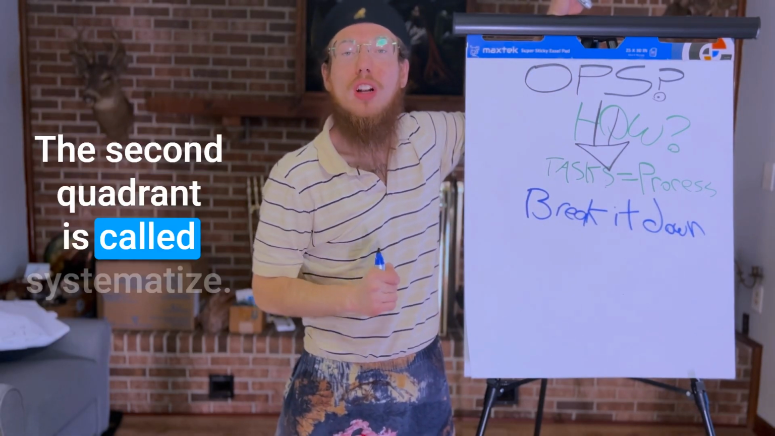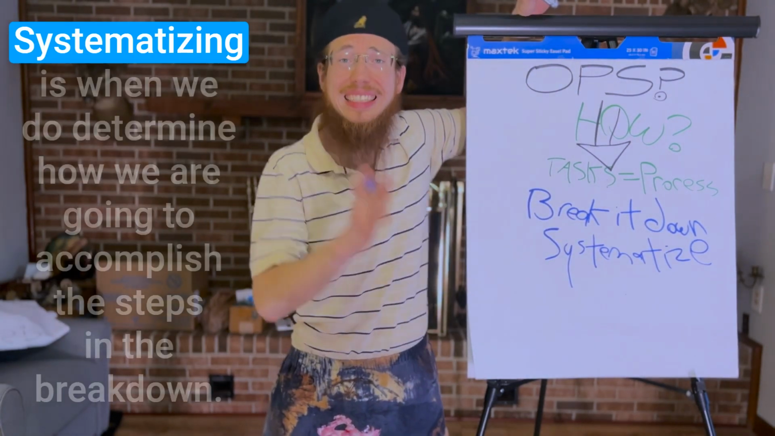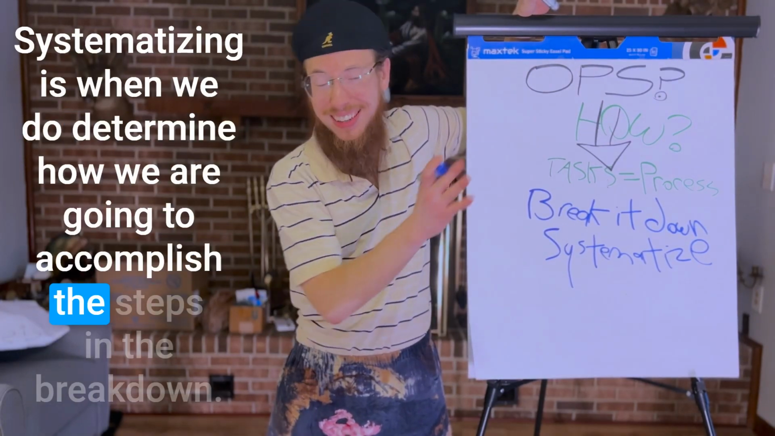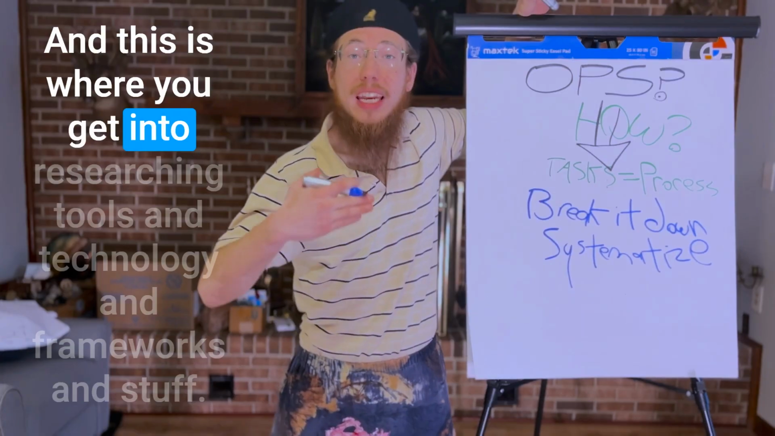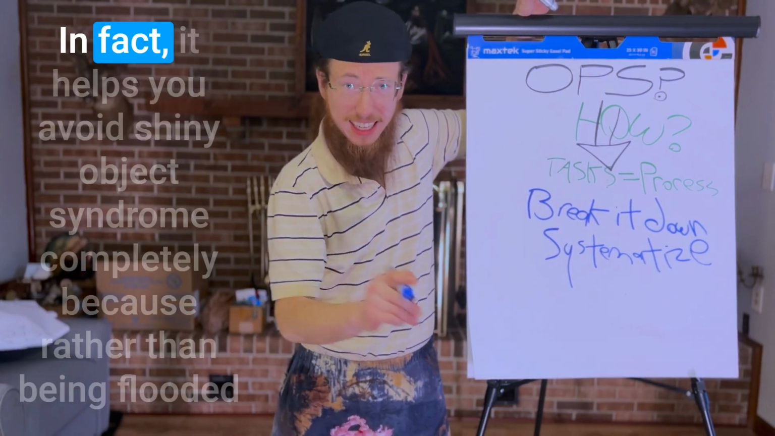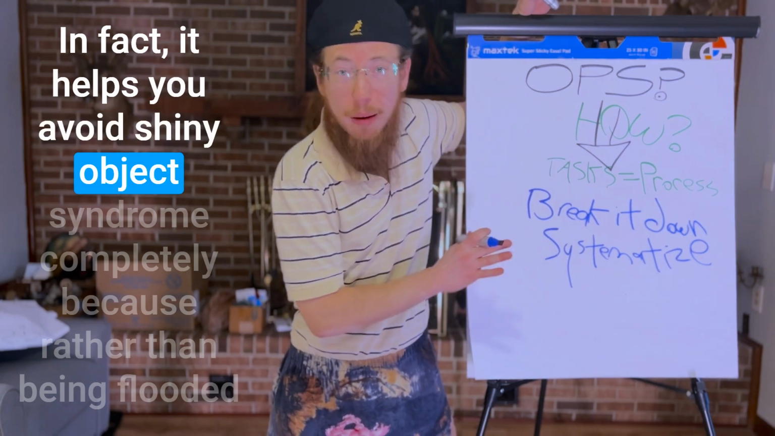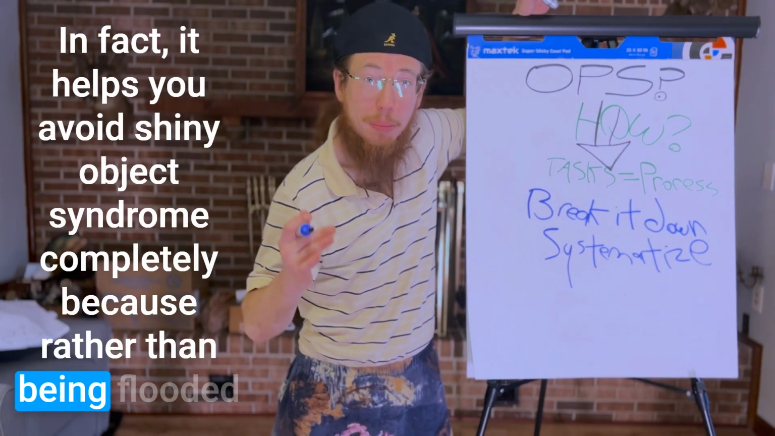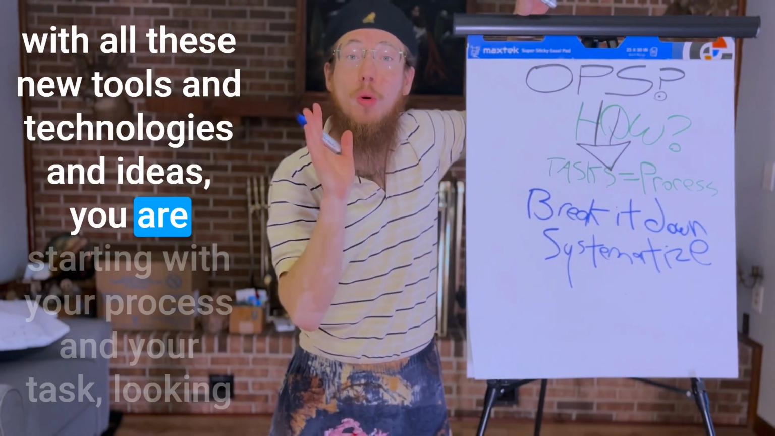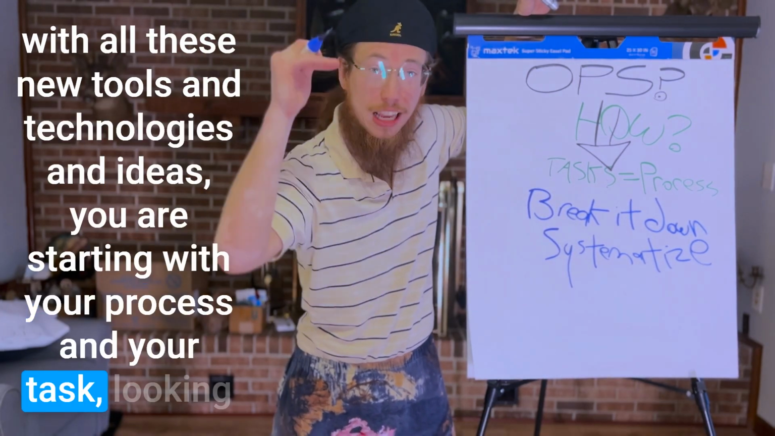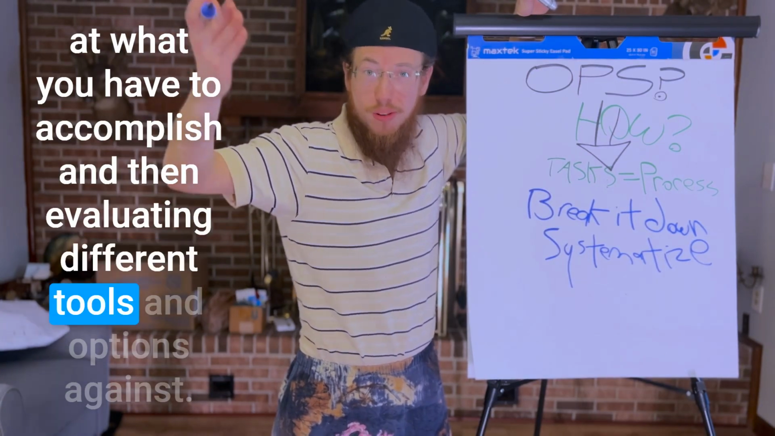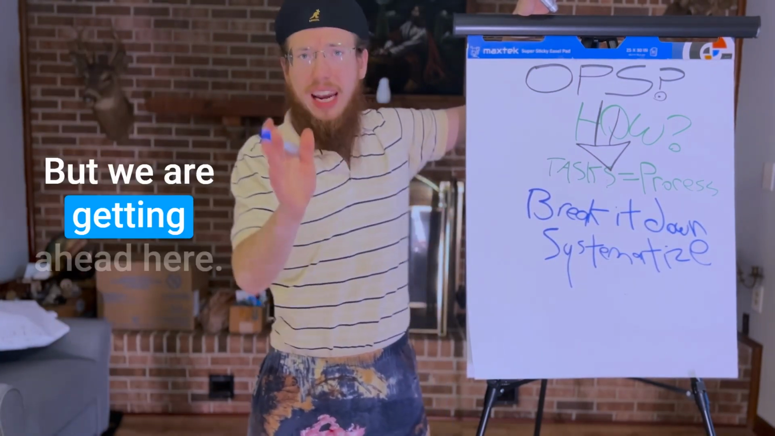The second quadrant is called systematize. Systematizing is when we do determine how we are going to accomplish the steps in the breakdown. And this is where you get into researching tools and technology and frameworks and stuff. In fact, it helps you avoid shiny object syndrome completely, because rather than being flooded with all these new tools and technologies and ideas, you are starting with your process and your task, looking at what you have to accomplish, and then evaluating different tools and options against that process. But we are getting ahead here.